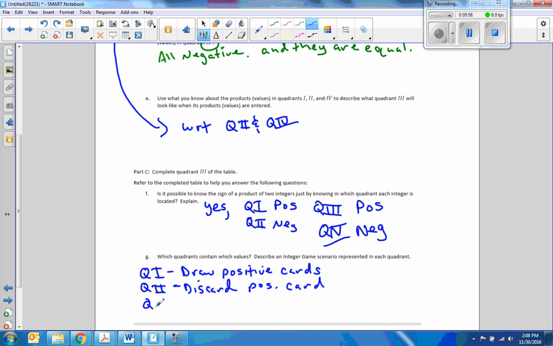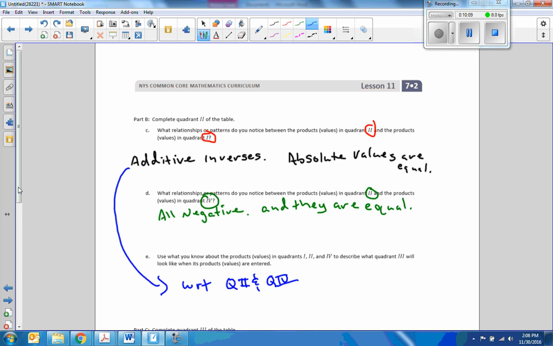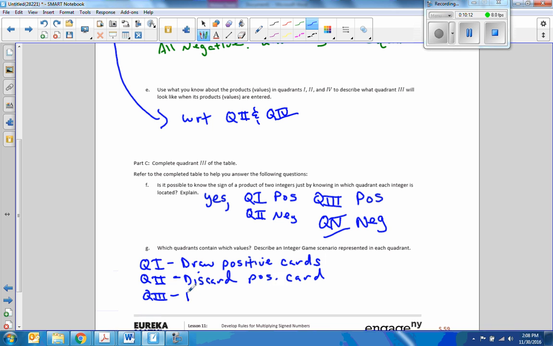Okay, quadrant 3. We go back and look at quadrant 3. We're discarding negatives, so our value in our hand will go up. Okay. So we're discarding negative cards. And then finally, quadrant 4 means to withdraw a negative card. Let's take a look at that.